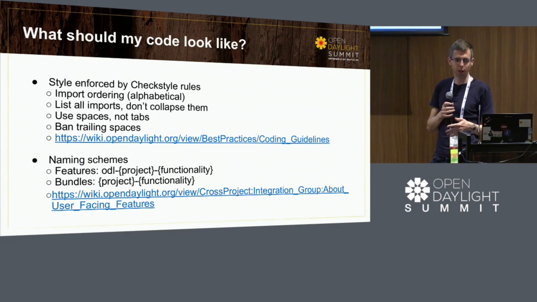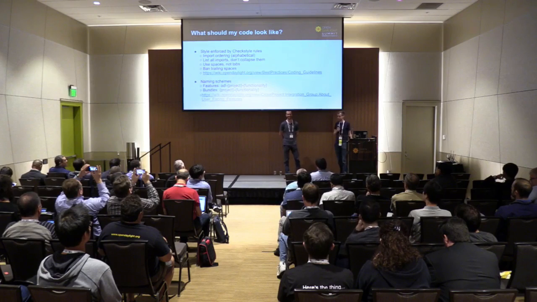So some of the rules are: your Java imports are supposed to be in alphabetical order. You must list them all without collapsing any. You use spaces, not tabs, so that's that fight settled once and for all.